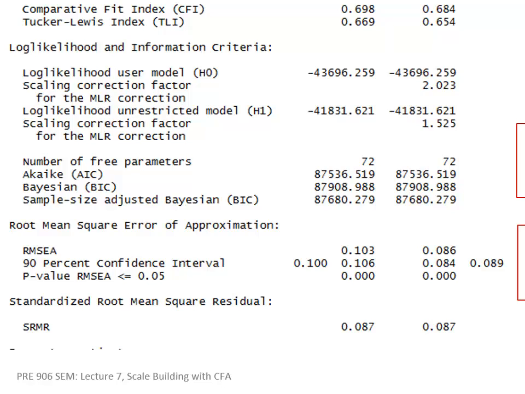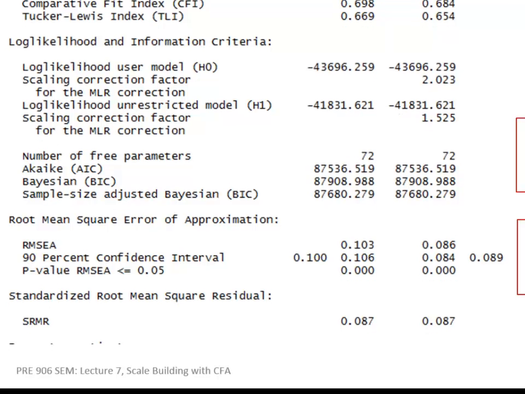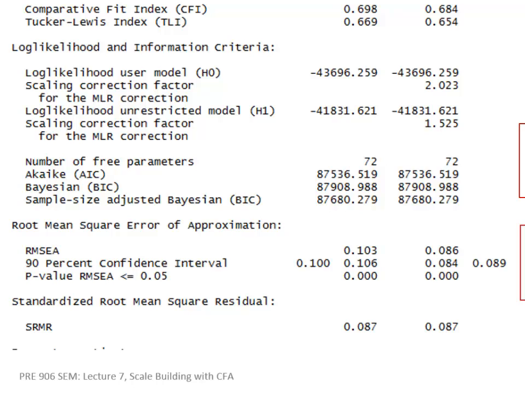But because this is class, and I want to teach you the best way of doing it, which doesn't mean the way that we usually do it, I would like to say that's too high. We just want it to be lower. And the standardized root mean squared residual, or SRMR, 0.087 is that value. People have said 0.08 or less, but I don't know. To me, if all you had to rely on was the standardized root mean squared residual, you don't have good fit anyway.